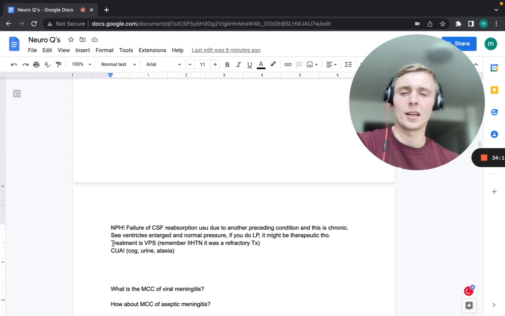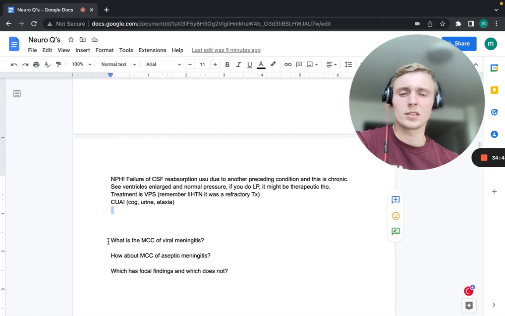And the treatment is a ventricular peritoneal shunt. So like we said in idiopathic intracranial hypertension, that was a refractory treatment, as well as the optic nerve sheath fenestration. But for here, this is the go-to treatment. So this is the first line, whereas the first line in that was acetazolamide. So here, in normal pressure hydrocephalus, you just want to go right to that VPS.